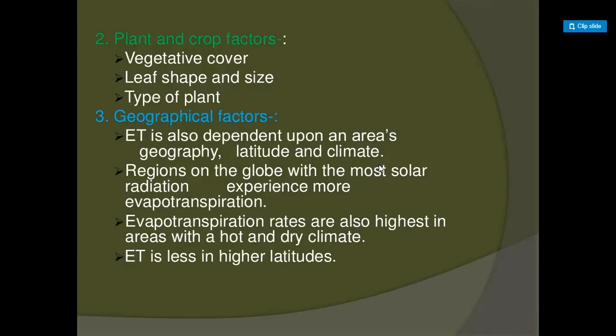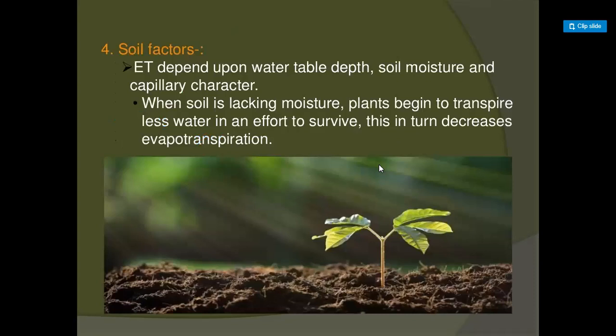Plant and crop factors: vegetative cover, leaf shape and size, type of plant. And geographical factors. ET is also dependent upon an area's geography, latitude and climate. Regions on the globe with the most solar radiation experience more evapotranspiration. Evapotranspiration rates are also highest in areas with a hot and dry climate. ET is less in higher latitudes.